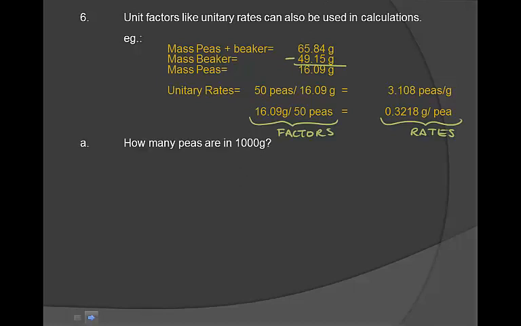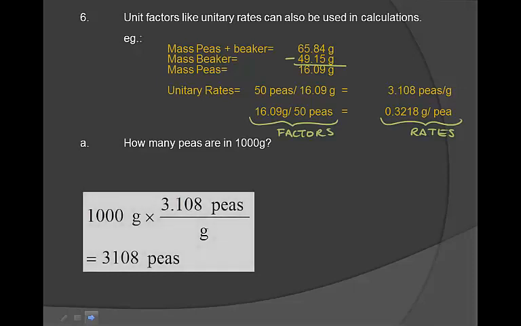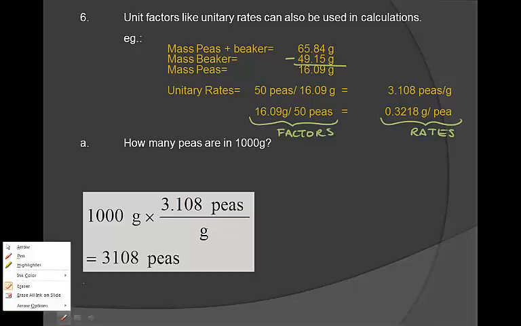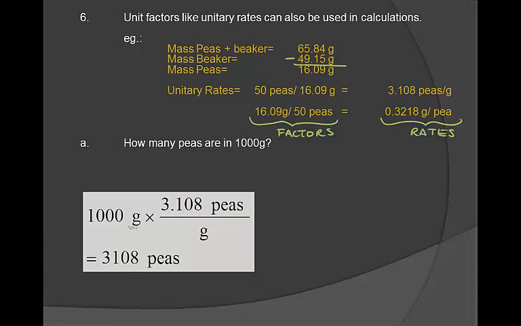So now let's think about which of these unit factors or unitary rates I would actually like to use. Let's think about which one we're going to use if we start with 1,000 grams. If I start with 1,000 grams, the unit I have to get rid of is the gram, which means that I want to use the value so that the gram unit gets canceled off. If I put the gram unit on the unitary rate on the bottom, notice grams on the top and grams on the bottom will cancel. That means that I'll be left with units of peas on its own.